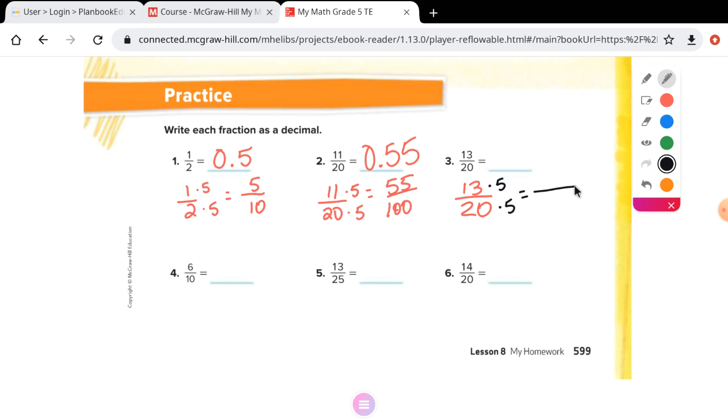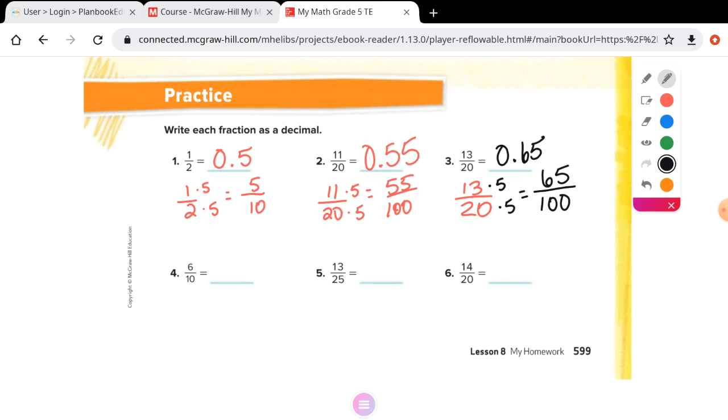Gabe, what did you get when you took 13 times 5? 65. And how do I write that as a decimal? 0.65.